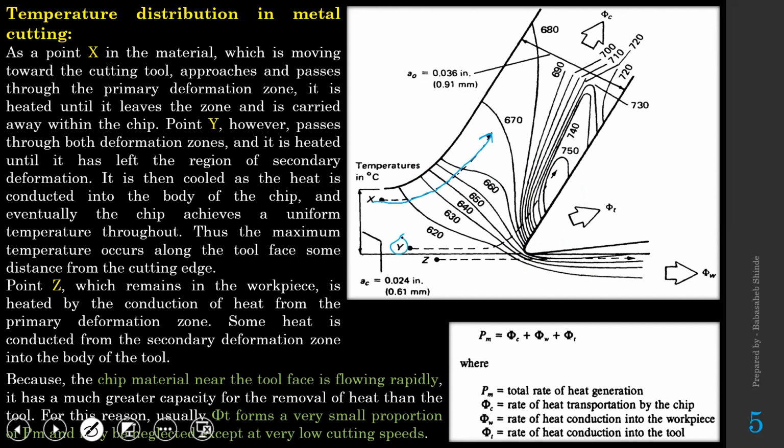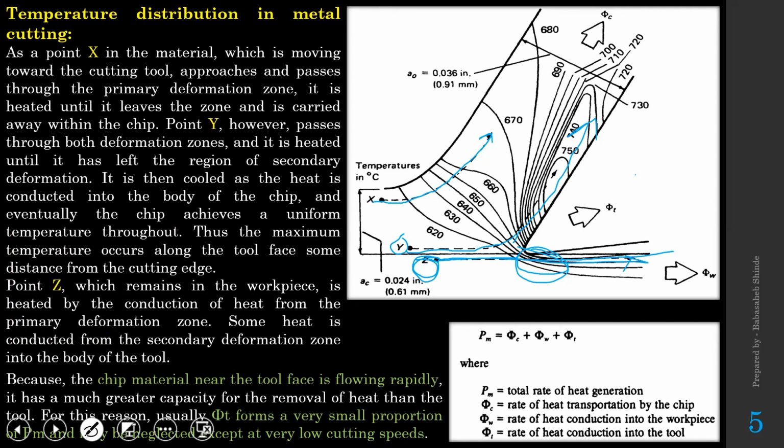If you consider point Y, that passes through the primary deformation zone, then the secondary deformation zone also. And third, point Z, that passes through the third deformation zone that comes into the picture when there is a certain amount of tool wear and the cutting tool has started rubbing with the workpiece surface. So this Z passes through that point only.